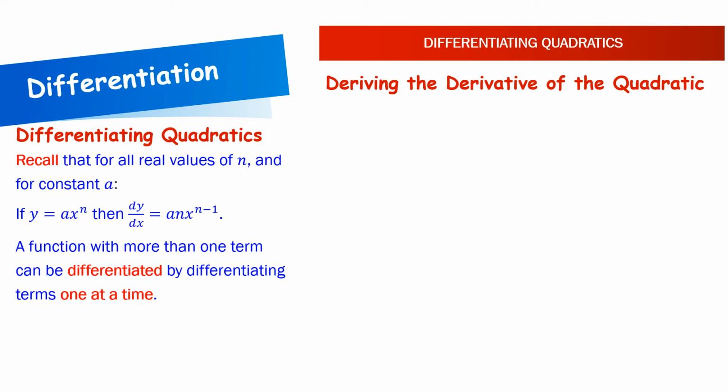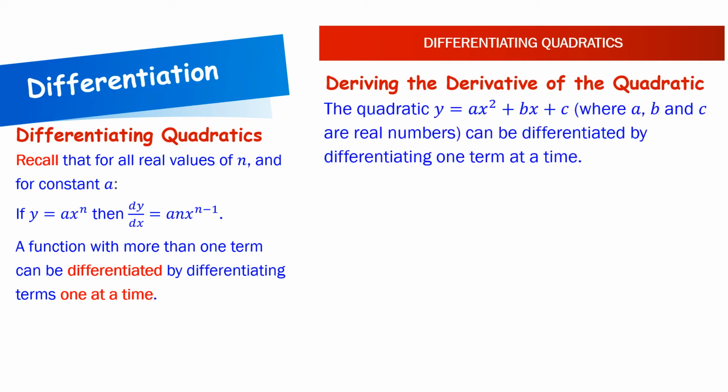Deriving the derivative of the quadratic. The quadratic y equals ax squared plus bx plus c, where a, b and c are real numbers, can be differentiated by differentiating one term at a time. So, differentiating ax squared gives 2ax.